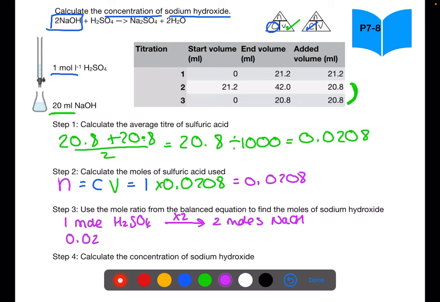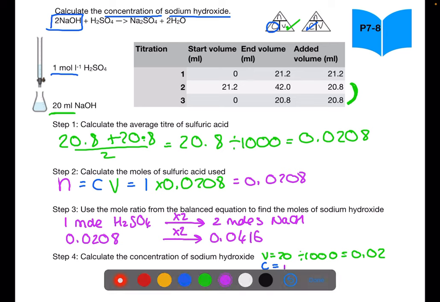We have 0.0208 moles of sulfuric acid, so we're going to times that by 2 to find how many moles of sodium hydroxide would be required for reaction in this case, which is 0.0416. Now we have the volume of sodium hydroxide as 20 mils, so we need to divide by 1000 to get 0.02. And now we can calculate the concentration.